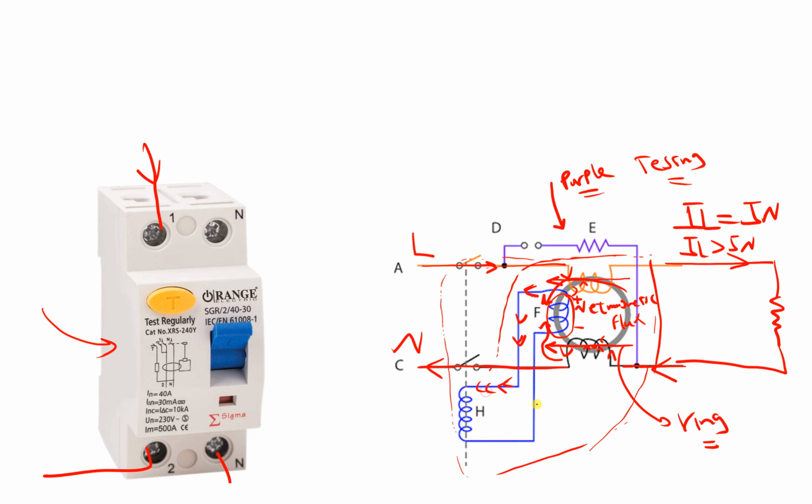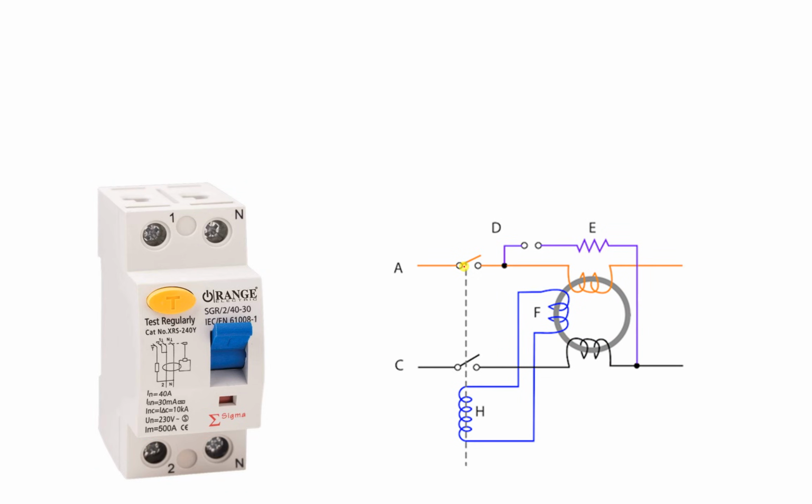And if this current is strong enough, leading, for example, to I leakage greater than 30 milliamperes, in this case, this coil will be able to trip the circuit breaker. It will make it open, producing a magnetic force that will open these contacts. Okay, so this is how it works.